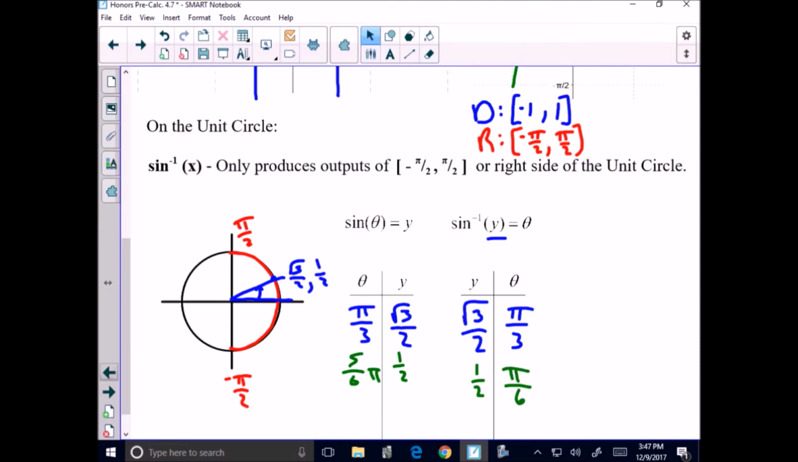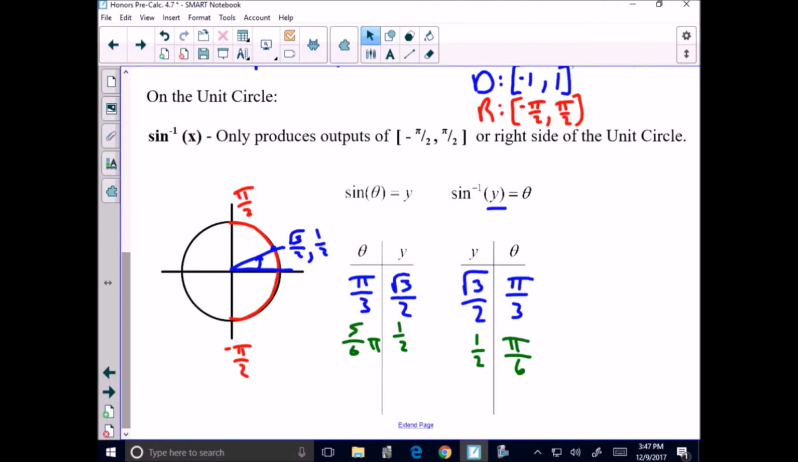So basically, it doesn't matter what we rotated to get the y value. Inverse sine is always going to evaluate the y value with the least amount of rotation it would take us to give us that y value.